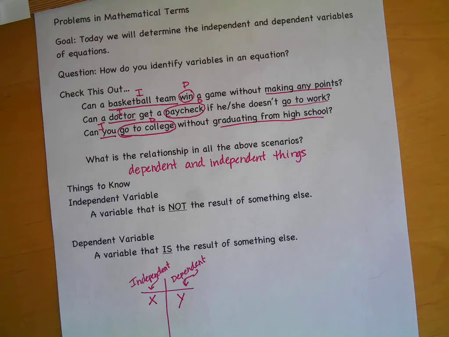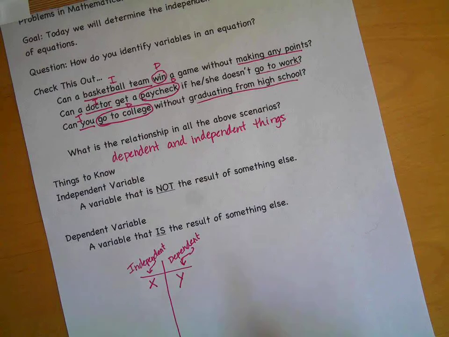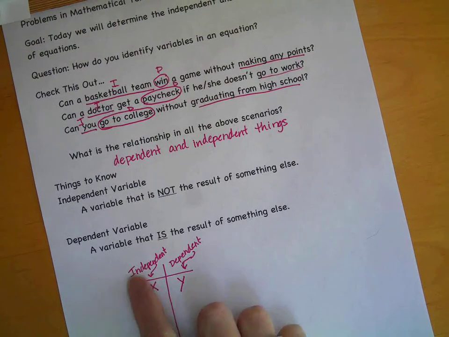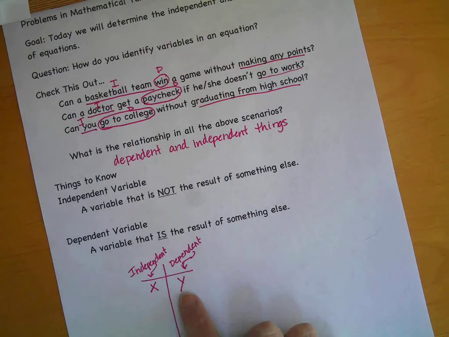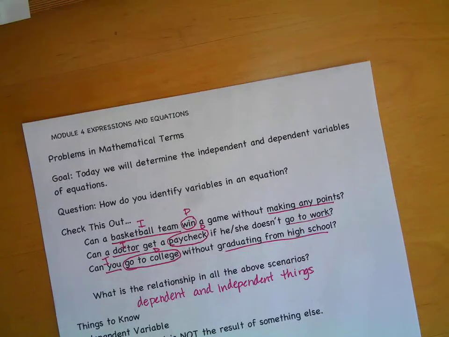And so a lot of times what we're trying to use this for is figuring out in a scenario what will happen as a result of something else, okay? And so that's what you've got to be thinking about with independent and dependent variables. So remember, the x value is usually the independent and the y value is usually the dependent, okay?